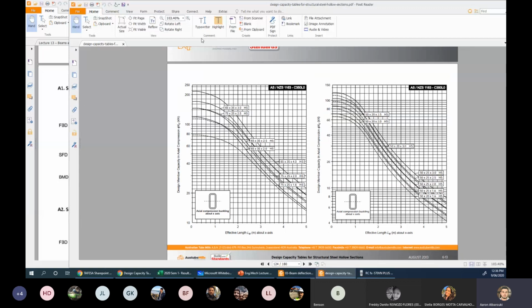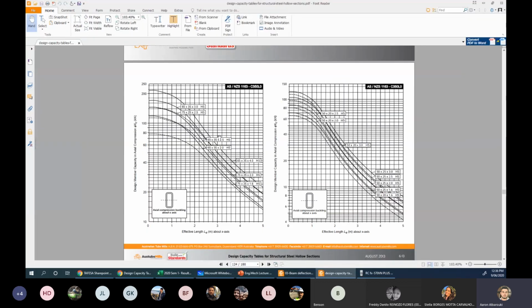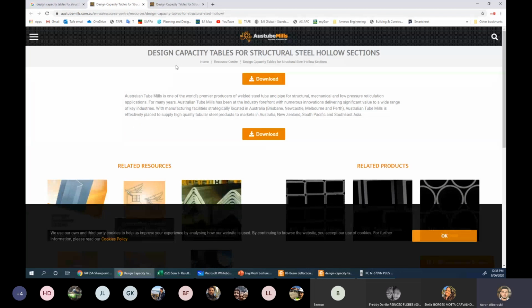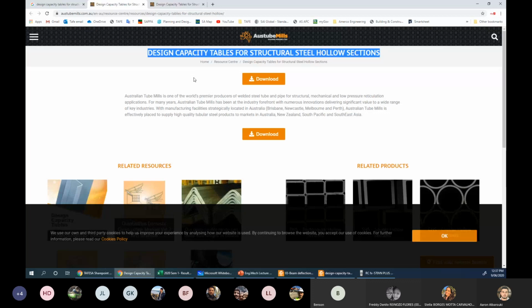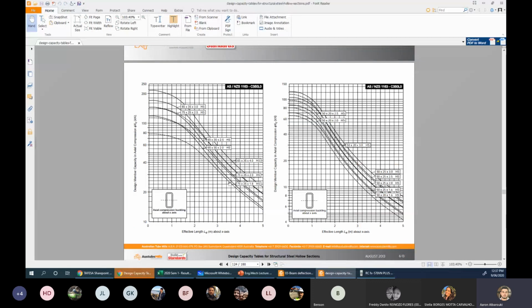Guys, these are what we call design capacity tables. You can get them on the internet, by the way, that's where I went to. Just search for structural hollow sections. This is very similar to what you've got for open sections, but this is for hollow sections. I'm not 100% sure if I showed you this before or not.